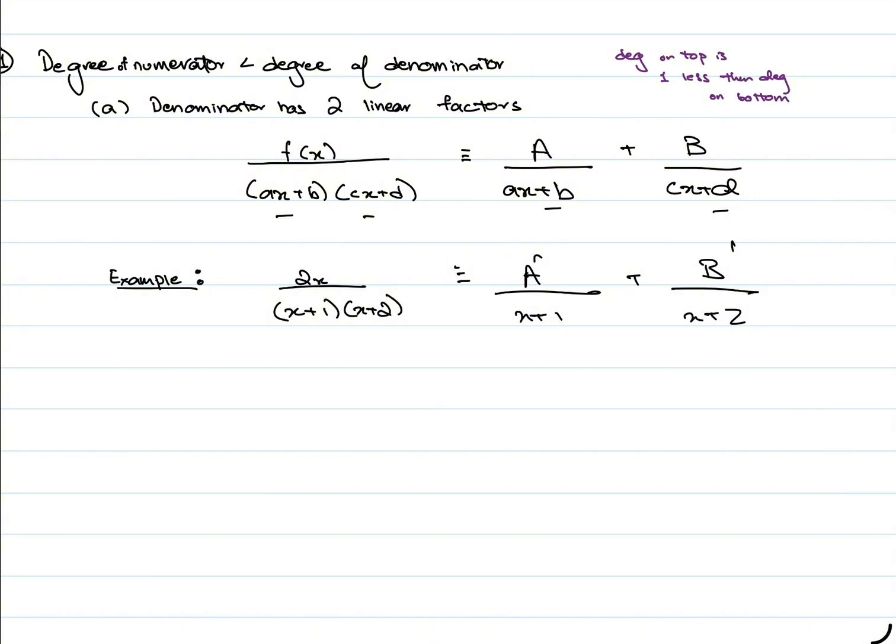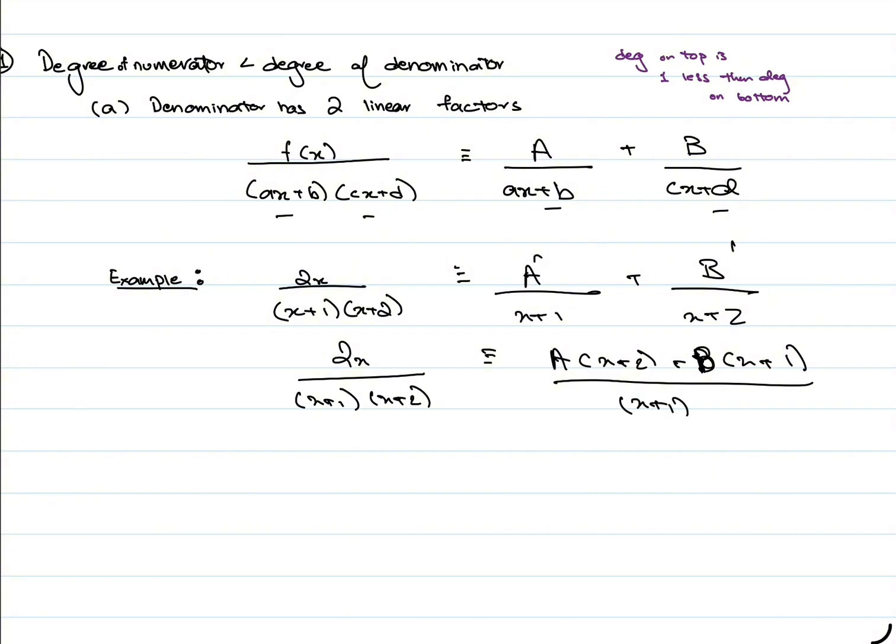So the first step we have to do is LCM the right-hand side, to make the denominator the same. So 2x upon x plus 1, x plus 2 is equivalent to a x plus 2 plus b x plus 1 upon x plus 1, x plus 2. I'm sorry about my handwriting. Since the denominator is the same, we can disregard it. And now we have 2x is equivalent to a x plus 2 plus b x plus 1.